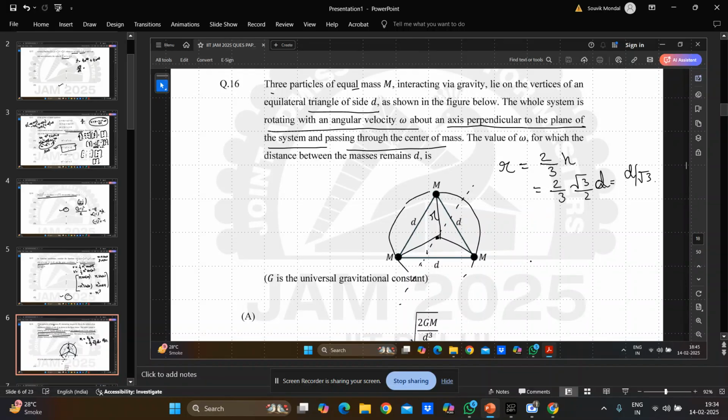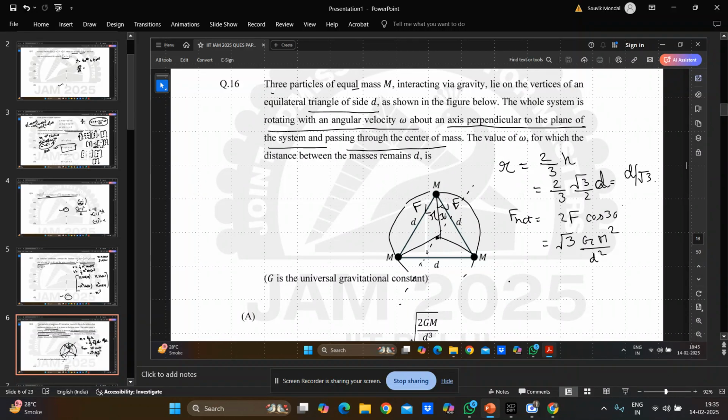And what is the net force on this mass m? It is experiencing a force F here and a force F here. So net force F net is equal to 2F, and what is this angle? This angle is 30 degree, so 2F cos 30. So it is basically experiencing root 3 F. And what is F? F is equal to G m squared by d squared.